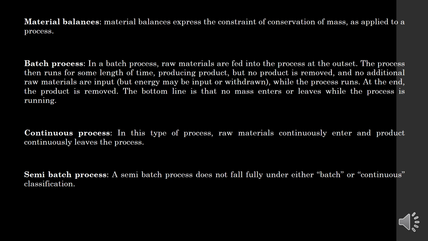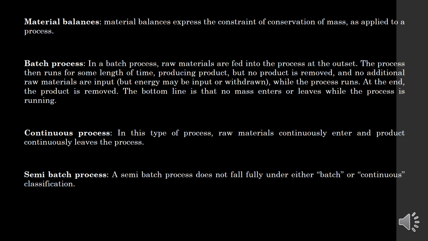The process then runs for some length of time producing product, but no product is removed and no additional raw materials are input. Energy may be input or withdrawn during the process, but no material will be given as input during the batch process. At the end, the product will be removed. So once the process is completed, the product will be removed. The bottom line is that no mass enters or leaves while the process is running.